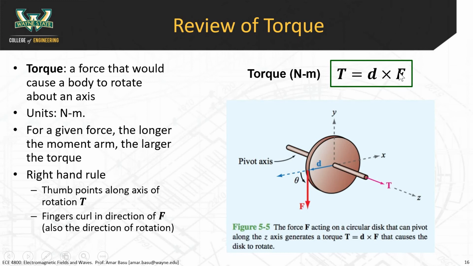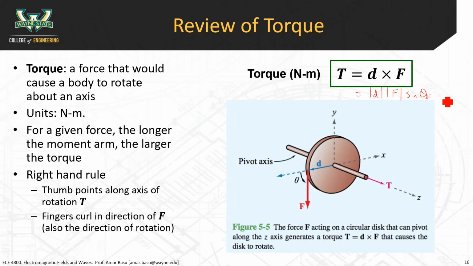As you know, the cross product is equal to the magnitude of d. Let me just jot that down here. This is equal to the magnitude of d, so in other words, the length here, times the magnitude of f, times sine of theta going from d to f. Right? This is the definition of the cross product.